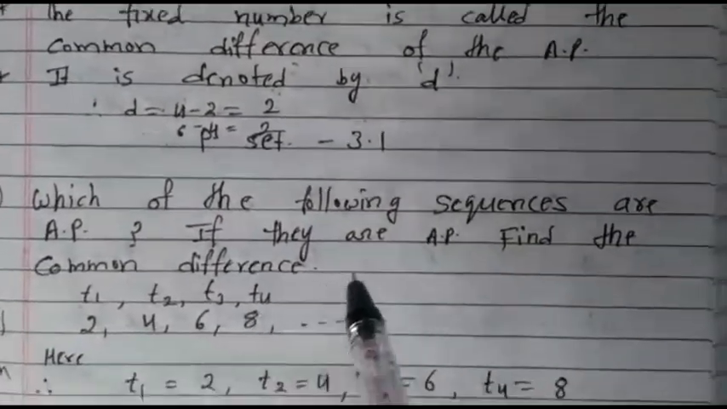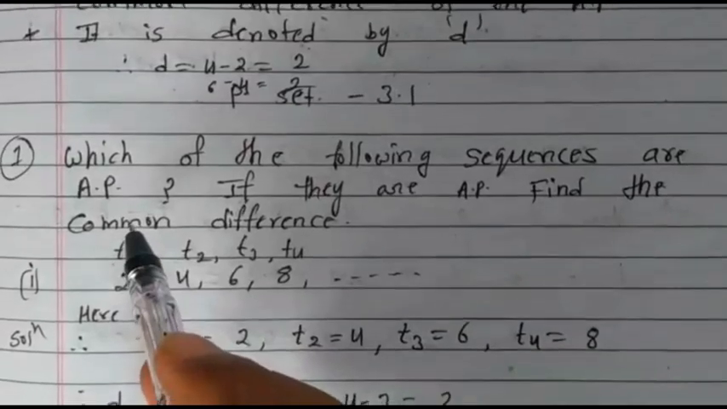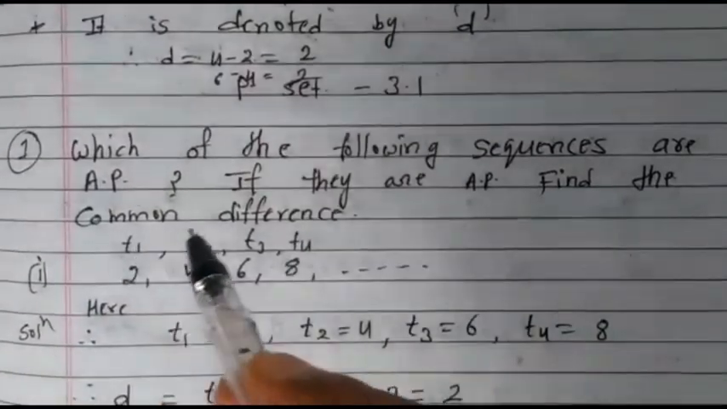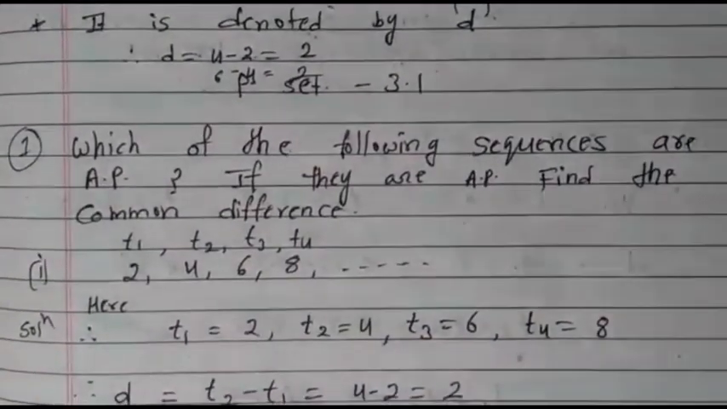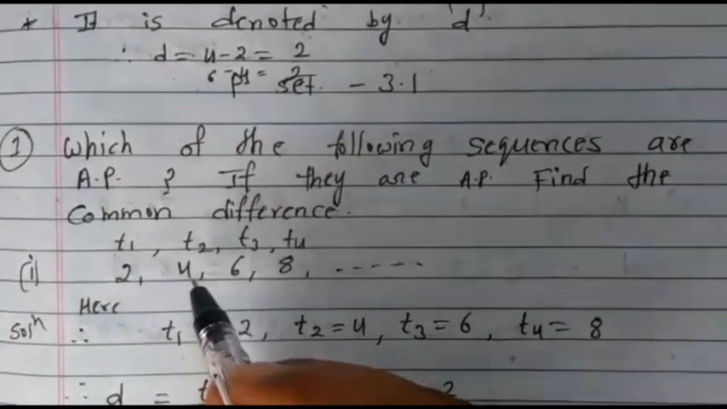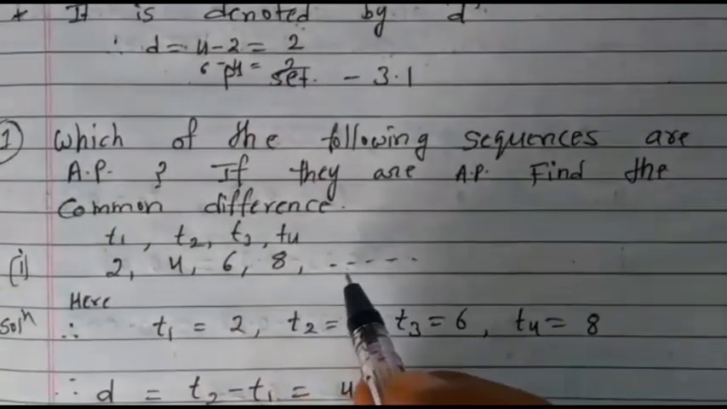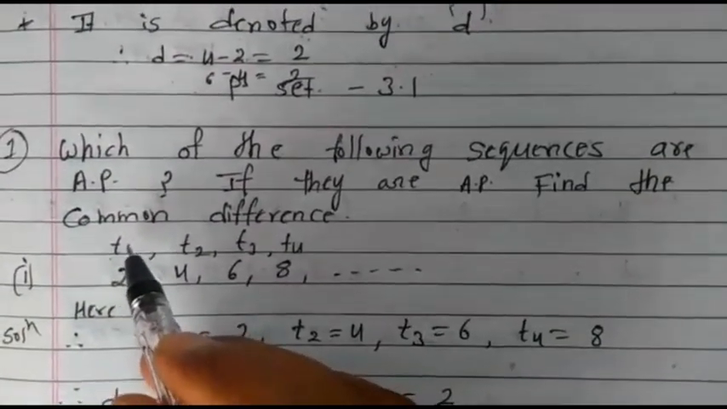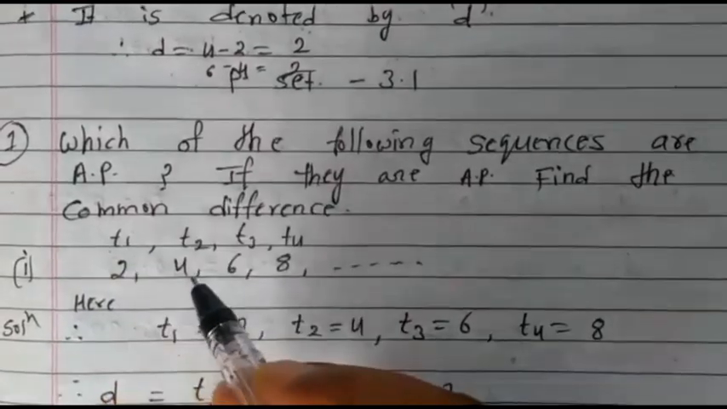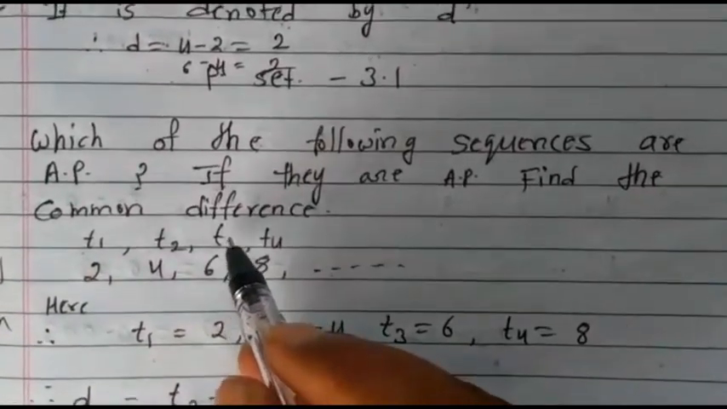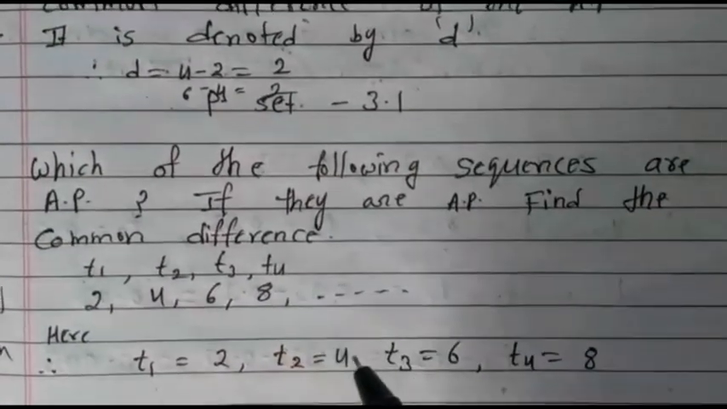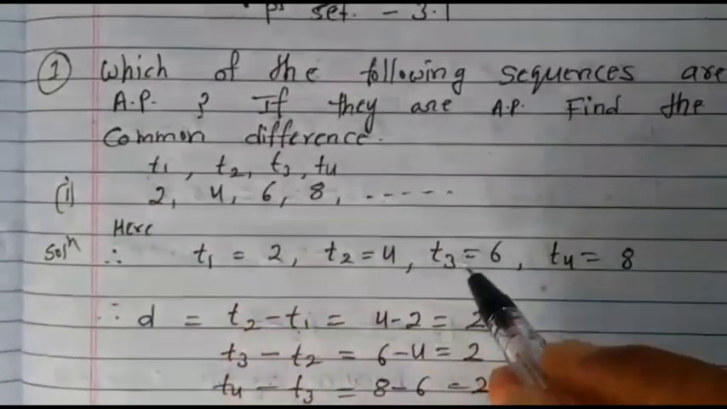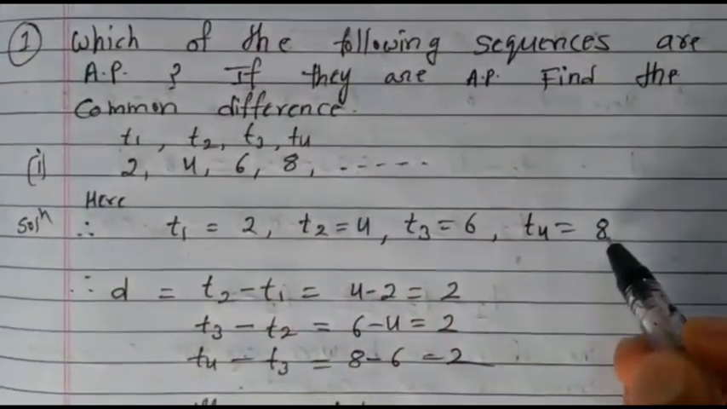Now we are going to study practice set 3.1. Question number 1: which of the following sequences are APs? AP means arithmetic progression. If they are APs, find the common difference. Here the sequence is given: 2, 4, 6, 8, and so on. First we decide: the first number is t1, the second is t2, the third number t3, next t4. Write down: t1 is 2, t2 is 4, t3 is 6, t4 is 8.